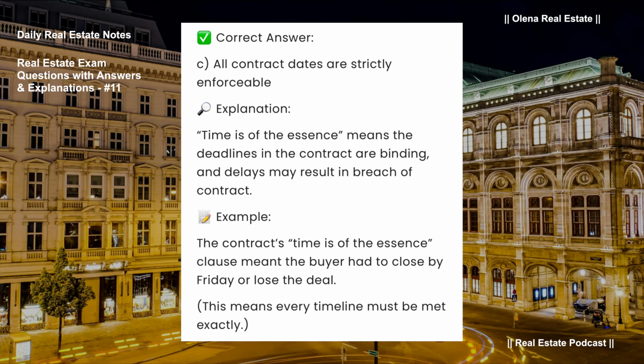Correct answer, C. All contract dates are strictly enforceable. Time is of the essence means the deadlines in the contract are binding, and delays may result in breach of contract. For example, the contract's time is of the essence clause meant the buyer had to close by Friday or lose the deal. This means every timeline must be met exactly.